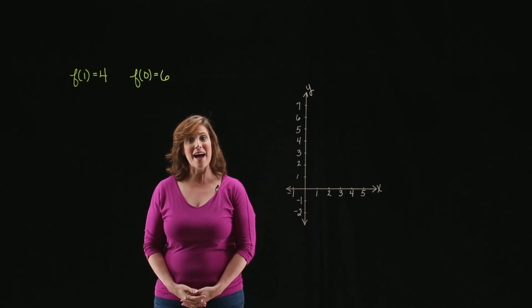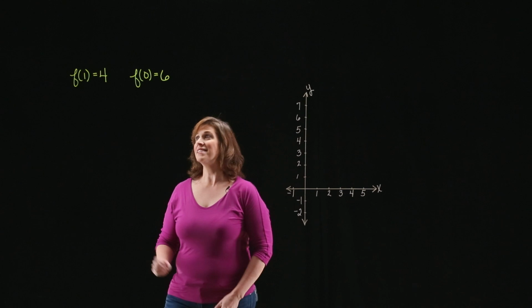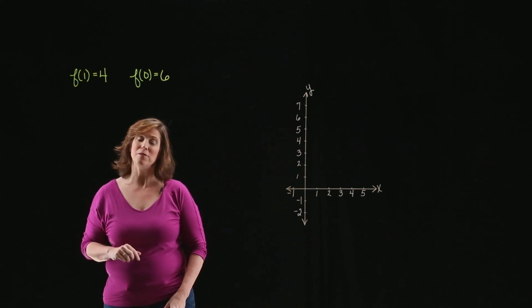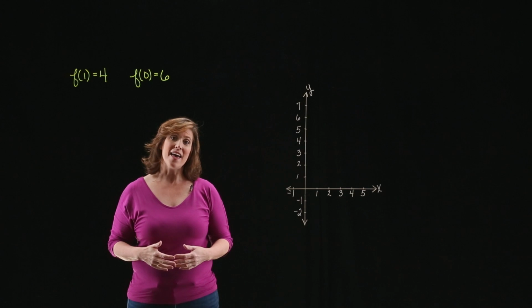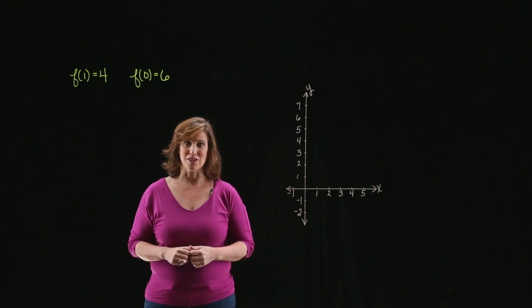Hi everyone, I'm Cheryl. In this problem, we're asked to write a linear function such that f of 1 equals 4 and f of 0 equals 6. And then we're going to sketch the graph of that function.